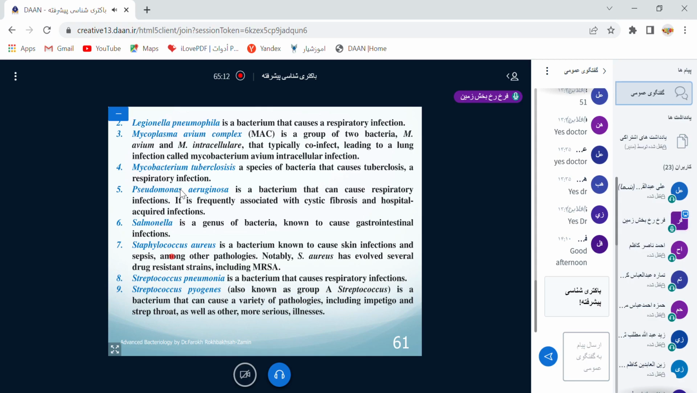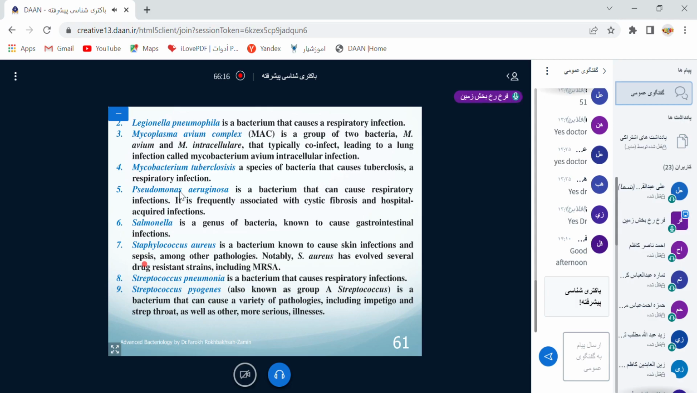Another most important one is Staphylococcus aureus. Staphylococcus aureus is a bacterium known to cause skin infections and sepsis. Sepsis means the presence of this bacteria in the blood of the patient. And sepsis is different from bacteremia. Bacteremia is the presence of bacteria for a short time, and they are suppressed and removed by the immune system. But if bacteria can resist the immune system, remain for a long time, grow, multiply, and spread in the body, then we call it sepsis.